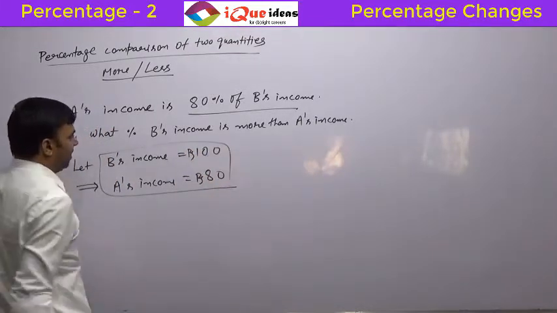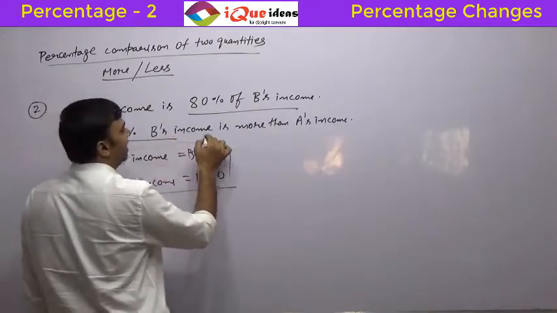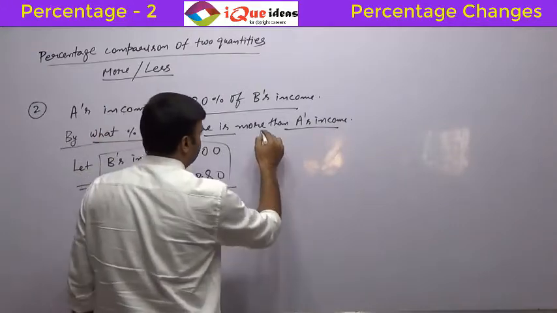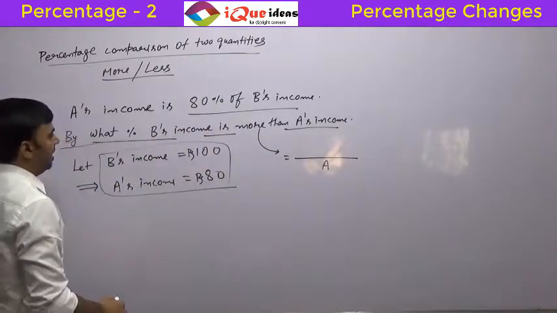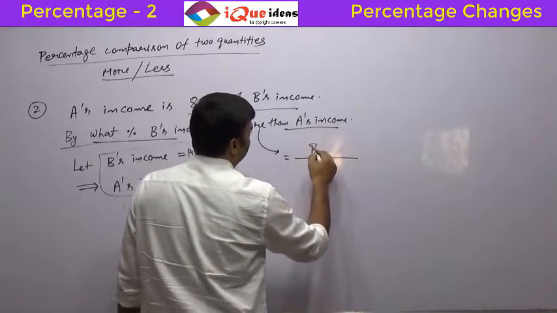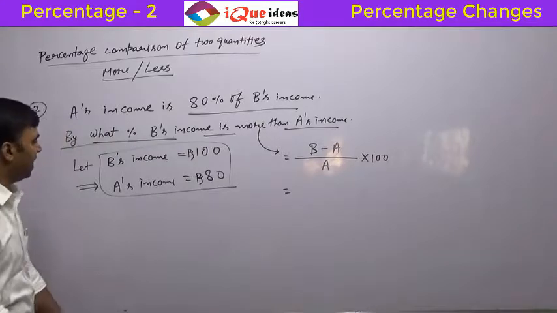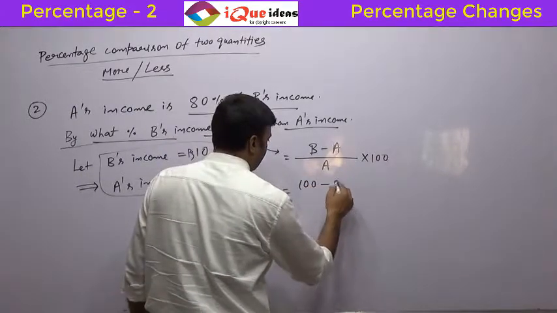Now read the question carefully. What is it asking? By what percentage B's income is more than A's income? So more than A. So the answer to this question will be A will come in the denominator and B is more than A, so B minus A will come in the numerator into 100. Right? Now whatever is the value of B and A, put them there. B is 100, A is 80, so 100 minus 80.